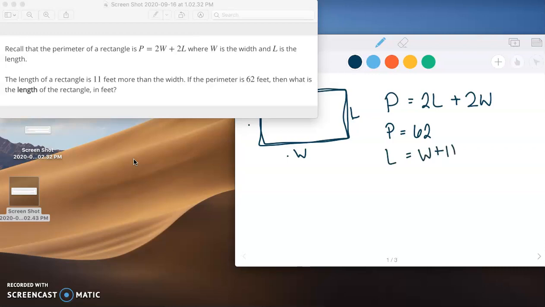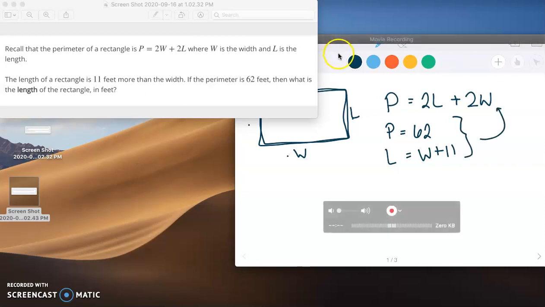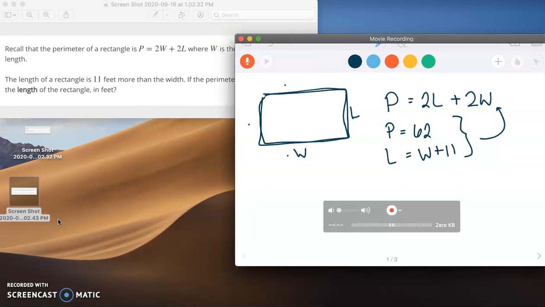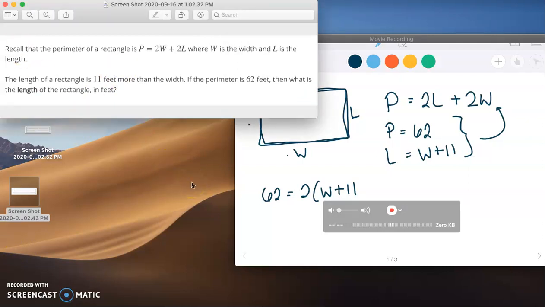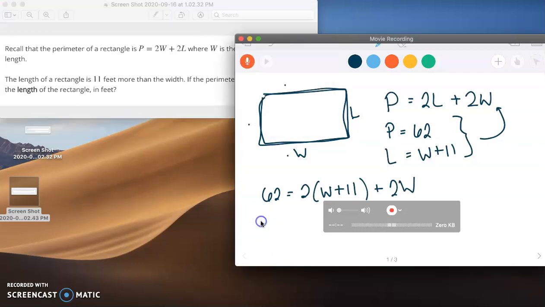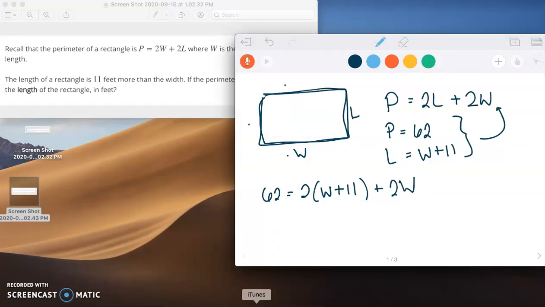So now what I can do is take these two values and plug them into that equation so that we now have only one unknown. So let's go ahead and do that. We have 62 equals 2 times W plus 11, because we're given that L is equal to W plus 11. Then we add 2 times W. Okay? So now we're going to solve for that W.